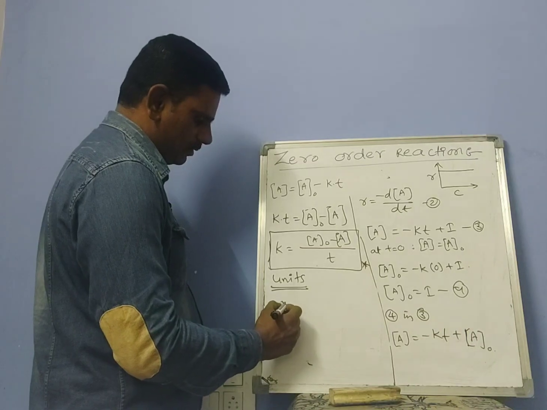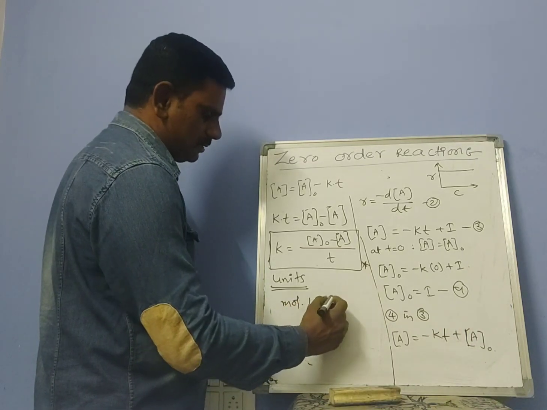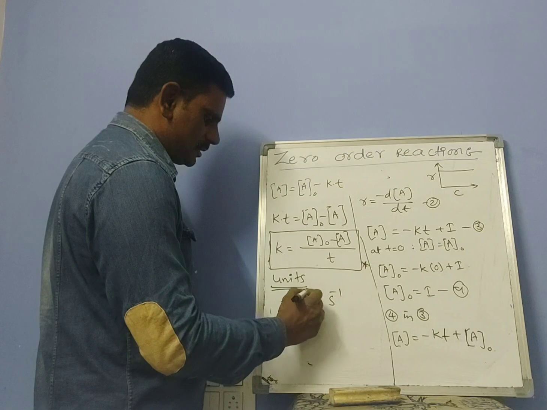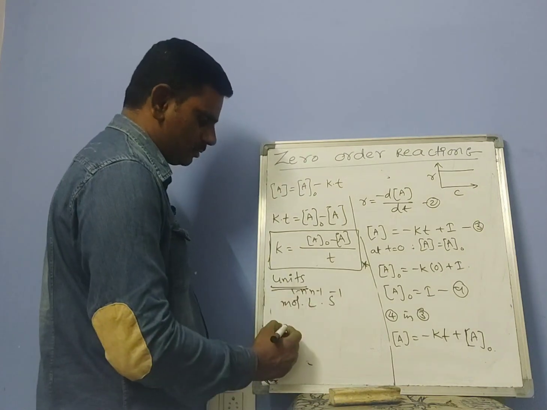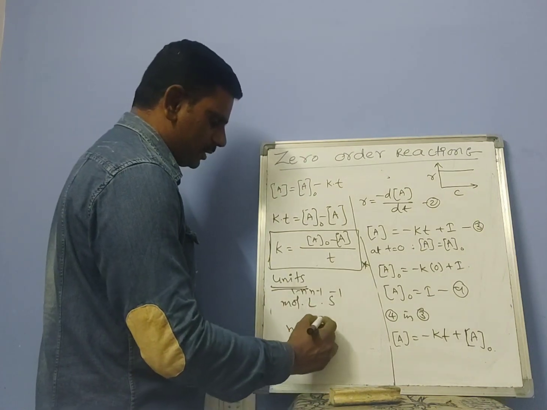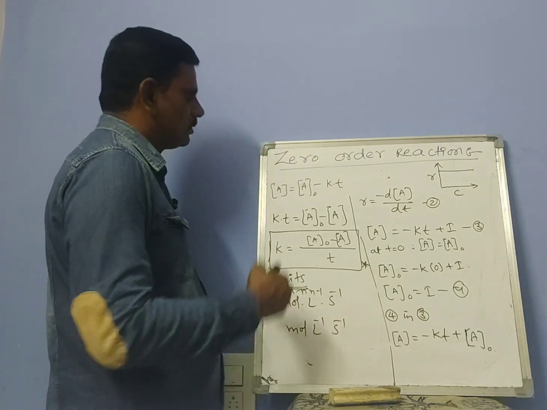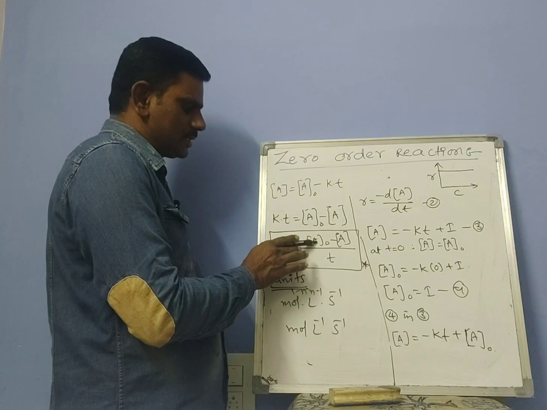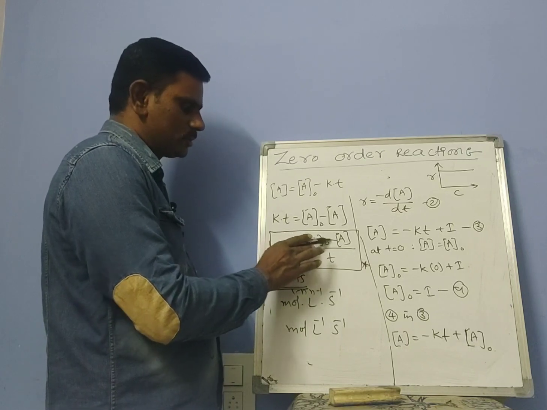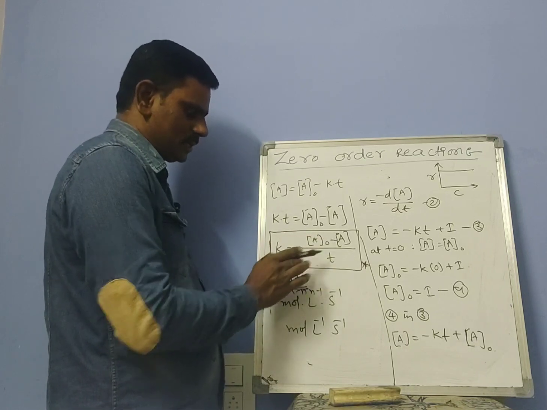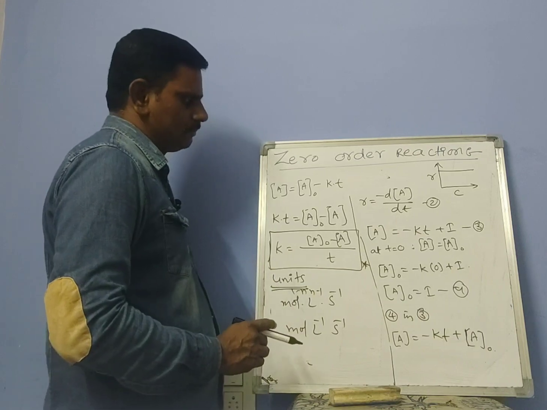See, we have a trick for this, moles per liter per second. Here, 1 minus n, n minus 1, the n value is 0. Now, moles per liter per second, so this is the unit. This is the unit for a zero order reaction. See, it is concentration per time, so concentration, moles per liter per second. So this is the unit.